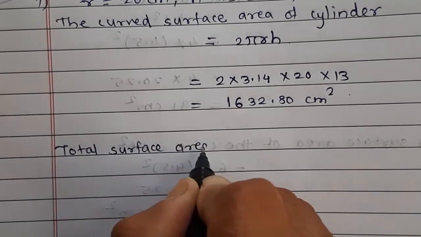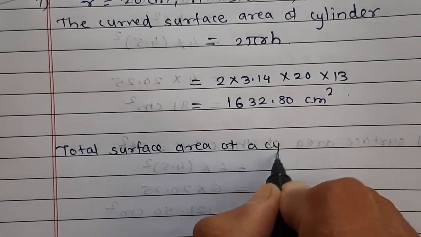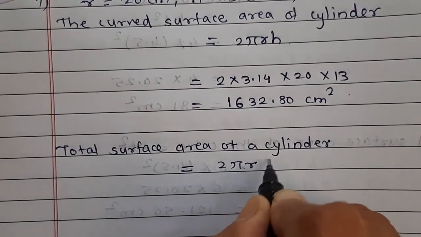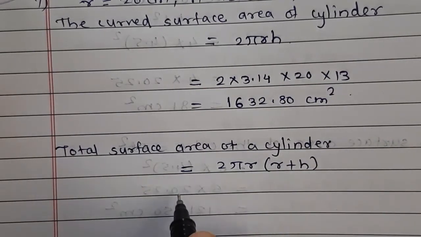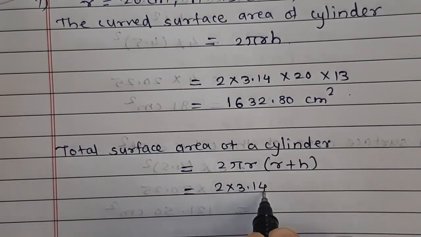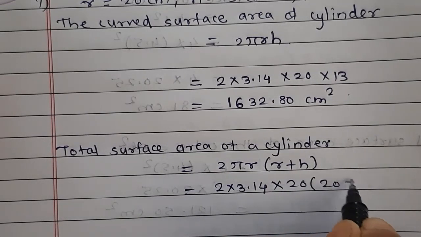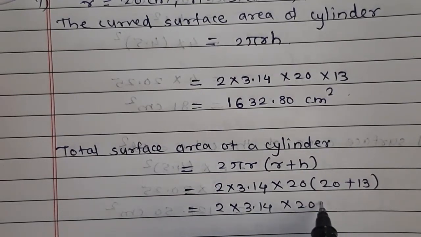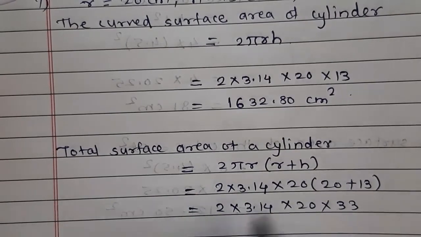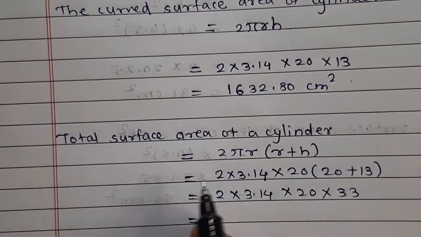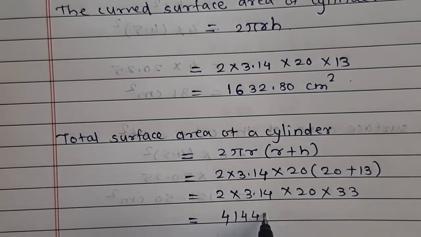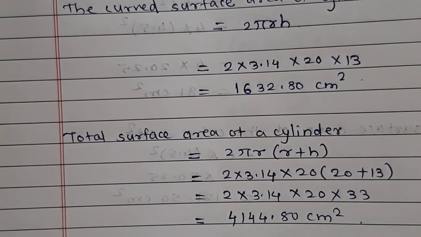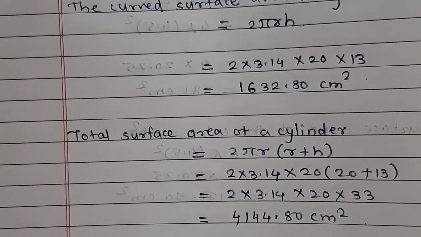Now we have to find the total surface area of cylinder. Total surface area of a cylinder equals 2 pi R in bracket R plus H. So here 2 into 3.14 into 20 in bracket 20 plus 13. So 2 into 3.14 into 20 into 33. After taking the product of all these, we get the answer 4144.80 centimeter square. Okay. Now in this way you will try for the next sum, which is based on cylinder.